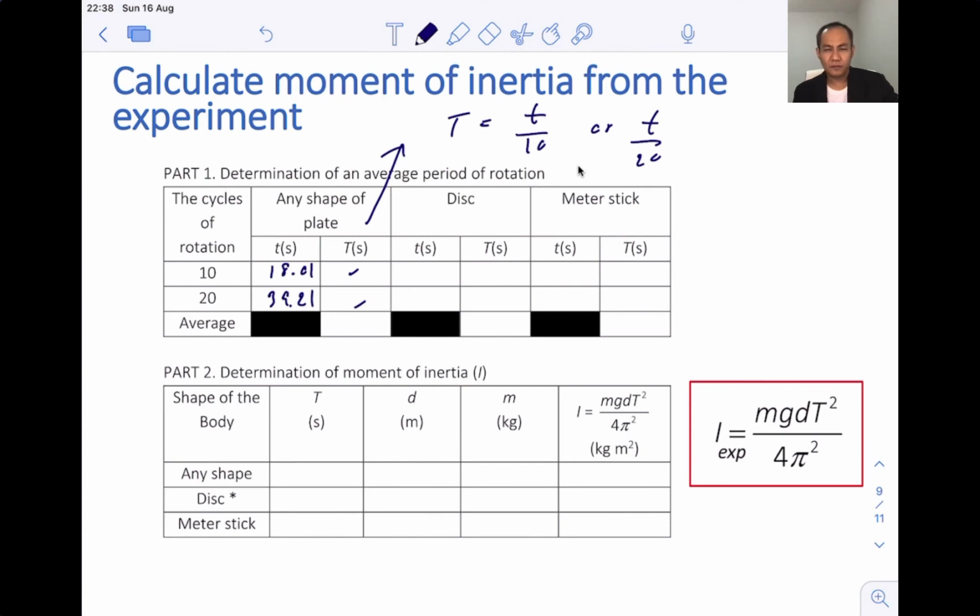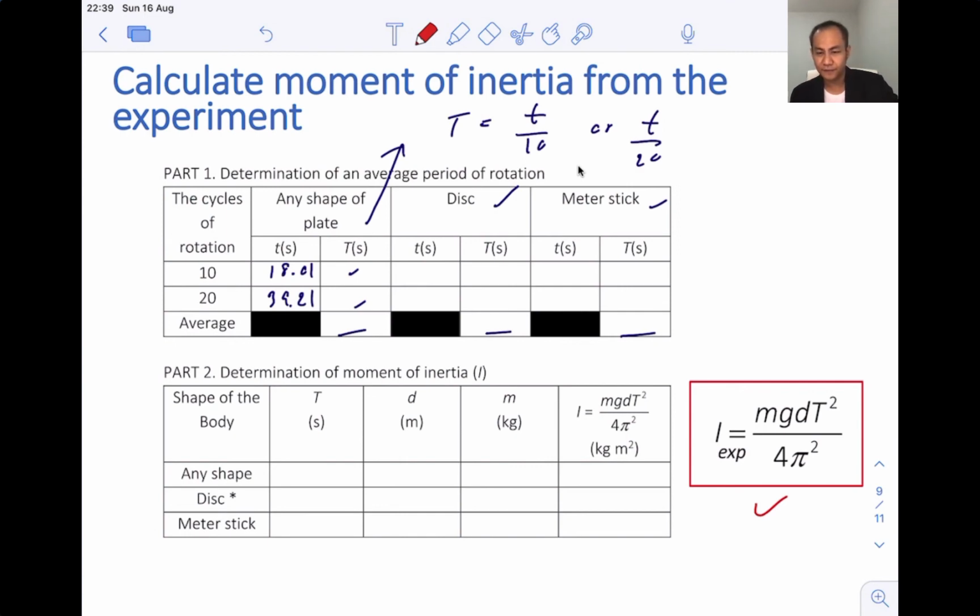Okay, please remember the capital T is the period of rotation, so it means for one round of rotation, how much time did the object use. Okay, and then you do it for this, and then the meter stick, so you can find an average here, here, and here. This is T, the period of rotation. So once you get the mass in kilograms, D in meters, and capital T in seconds, you can determine the moment of inertia using this equation.